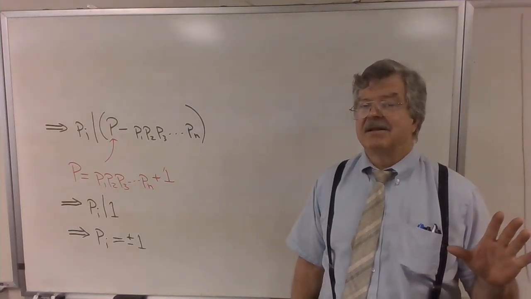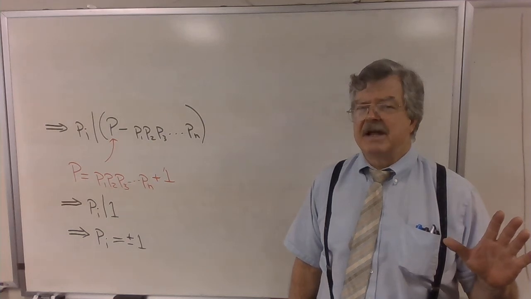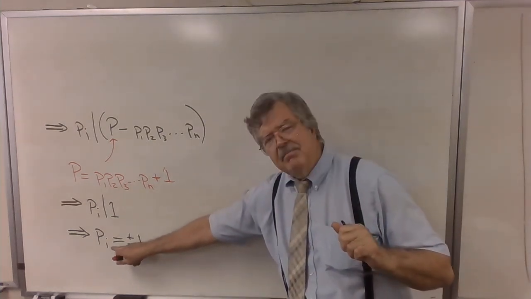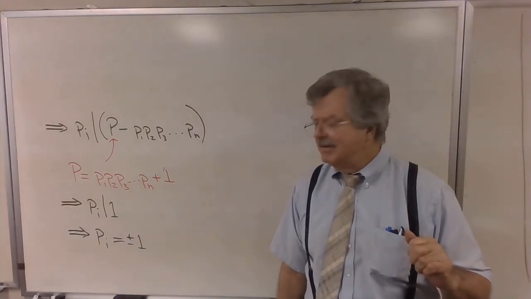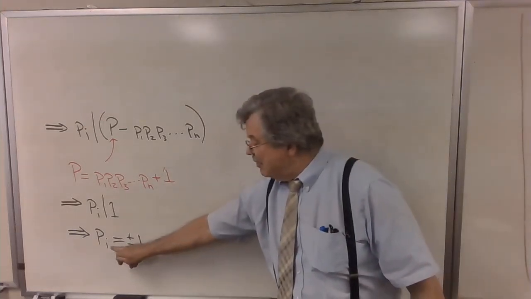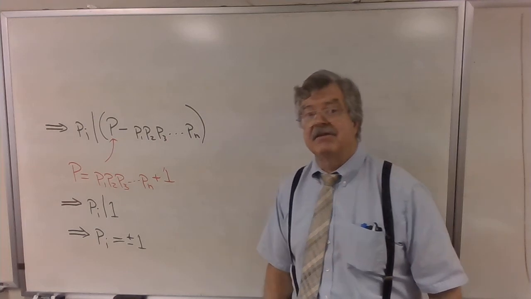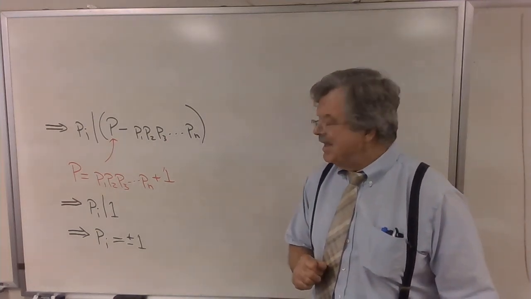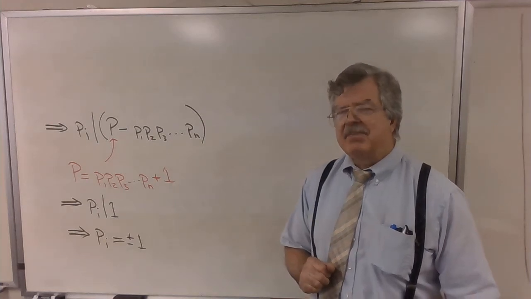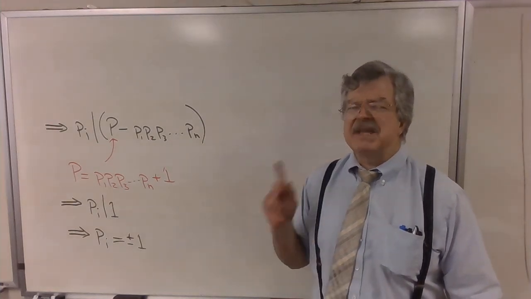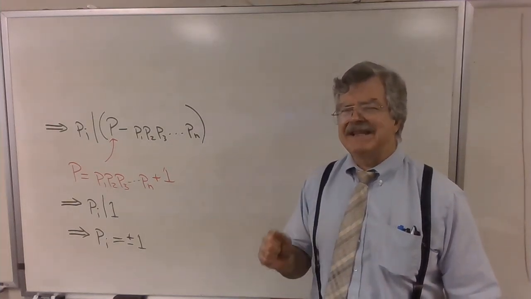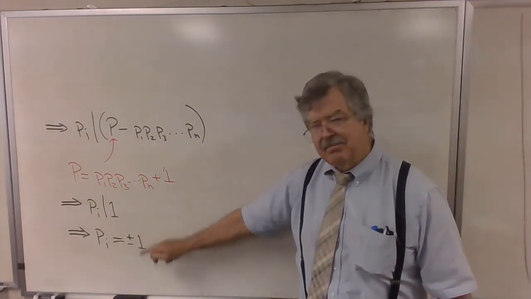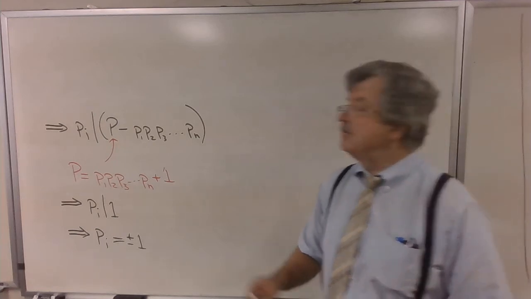Remember that? So if P is prime, the smallest that P sub i can be is 2. If P sub i is prime, P sub i has to be at least equal to 2. So it can't be equal to plus or minus 1. There's our contradiction.